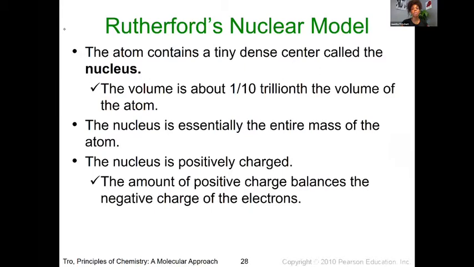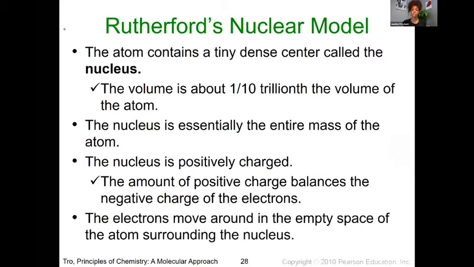Now, one of the models that we often follow when we think about the structure or shape of an atom is Rutherford's model. In this model, we found that the atom contains a very tiny, dense center called the nucleus. Remember, the nucleus contains our protons and neutrons. It has the majority of the mass of the atom, but despite that, it only makes up about one ten-trillionth of the volume of an atom. So it's very, very small compared to the overall size of the atom. Although it's that small, the entire mass of the atom is found there.